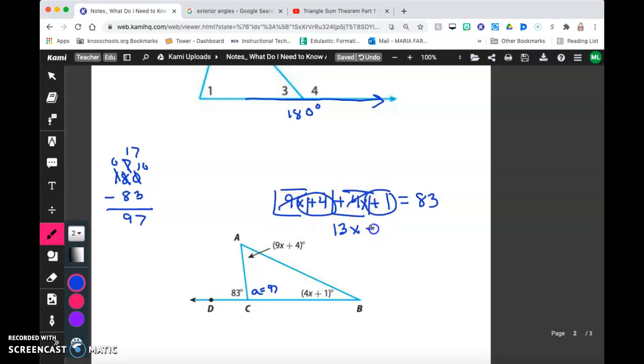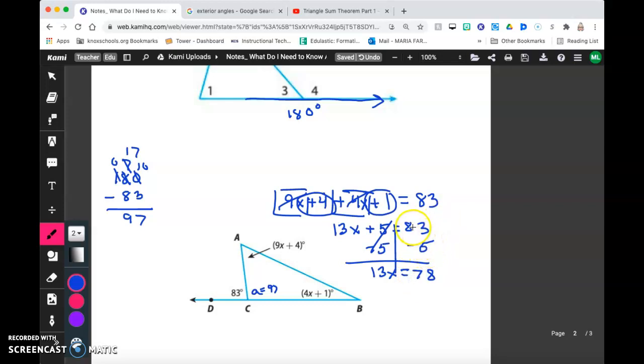4 plus 1 is 5, and those equal 83. We do not have to move a variable because we already have the variable on one side by itself, but we do have to add or subtract this constant. We have to subtract because we initially had an addition there. That's a zero pair. We get 13x equals 83 minus 5, which is going to be 78, I believe.